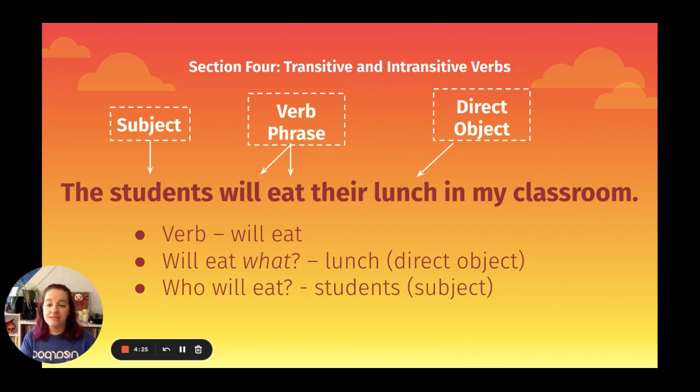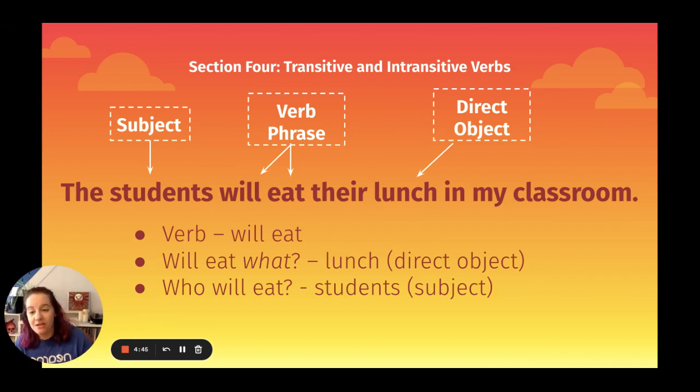Now, if you just look at this sentence very quickly, you might have just seen classroom at the end and gone, oh, I wonder if that's the direct object. I know that's a noun. But if you break down the action of eating, we're not eating the classroom. And if we go through the process of asking verb what, the students will eat what, they would not be eating the classroom, hopefully.